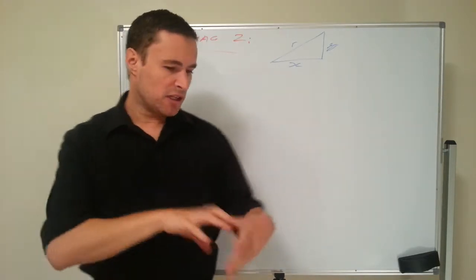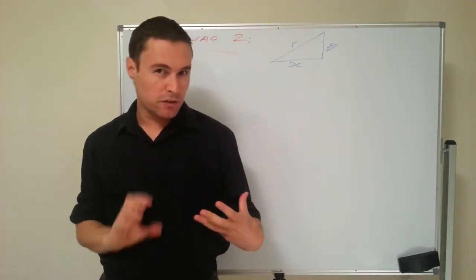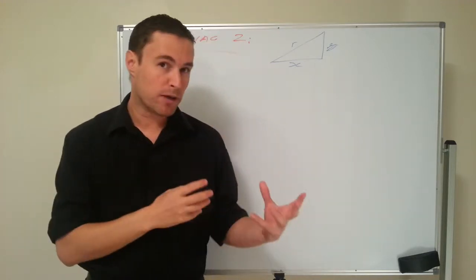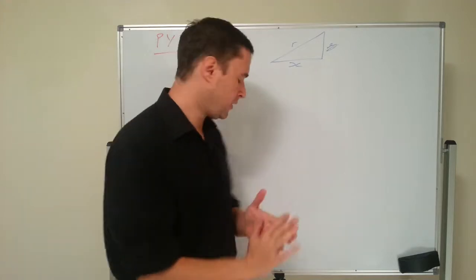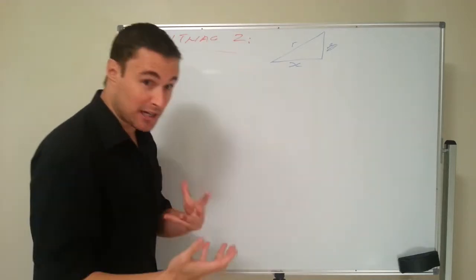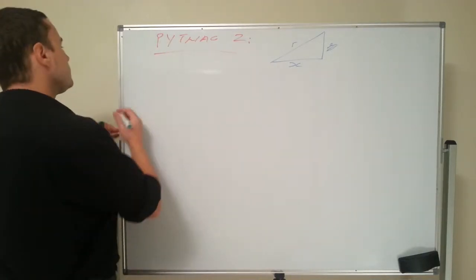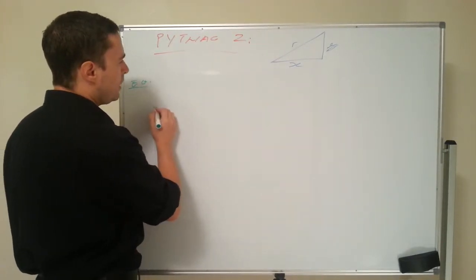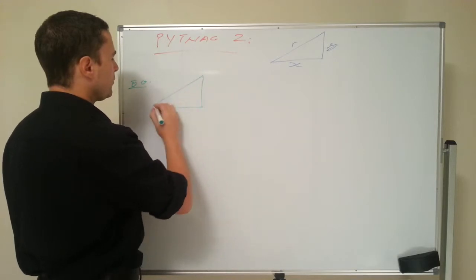The reason why I'm separating this is because I found that with year 7 and year 8, this is such a small difference, but it confuses the heck out of people initially until you get used to it. Hopefully I'll be able to clarify this in a second. So let's look at a nice Pythagorean triplet.